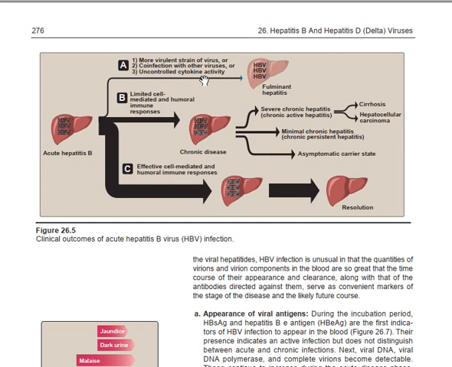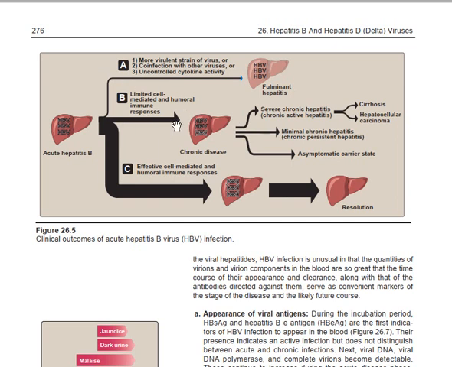If you have co-infection with viruses, mostly with hepatitis C or hepatitis D, you can have fulminant hepatitis. If you have a more virulent strain of hepatitis B virus, it can also result in fulminant hepatitis. If you have uncontrolled cytokine activity, it means the cytokines are released anyhow in the body, and you can also have fulminant hepatitis. So these are the causes of fulminant hepatitis.